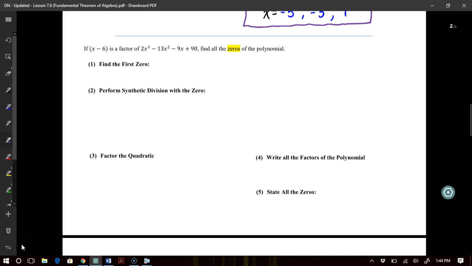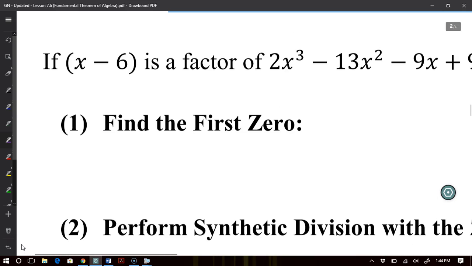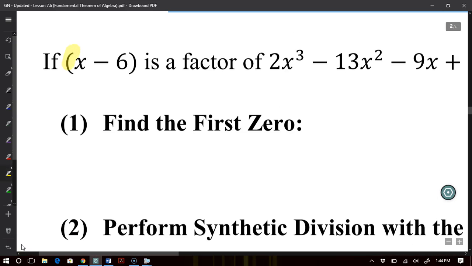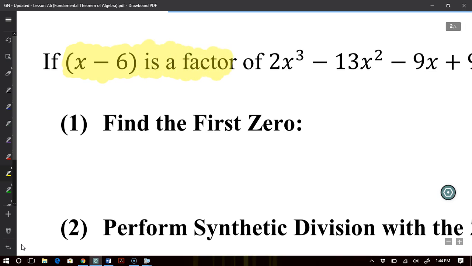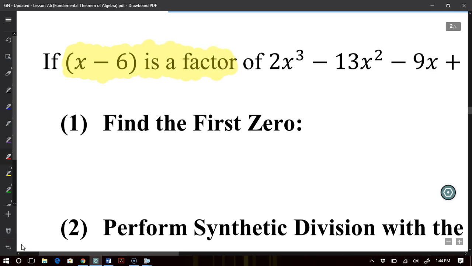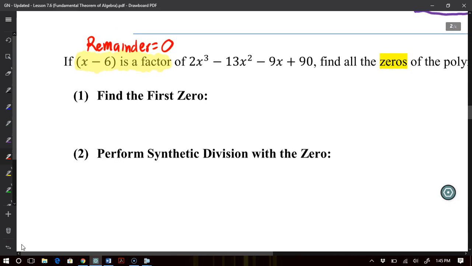So let's try this one. If x minus 6 is a factor. Again, notice what's being given to you. And we're going to find out in the next page why that's important. I'm telling you that's a factor. Again, that means when you do synthetic division, you should get a remainder of 0. So we're going to remove that factor.